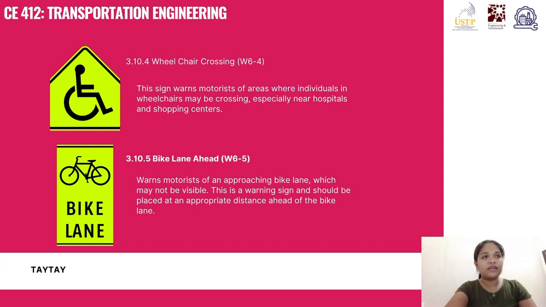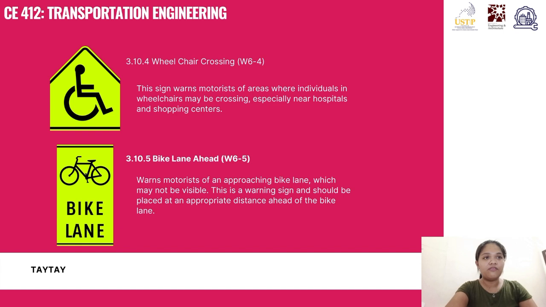Good day everyone, I am Jane, and to continue with the topic about warning signs, we have the last two signs related to pedestrians and school signs. We have the wheelchair crossing sign, the W6-4. This sign warns drivers that they are approaching an area where people in wheelchairs may be crossing. These are commonly seen near hospitals, rehab centers, and shopping centers where accessibility is vital. Seeing this sign prompts drivers to slow down and be alert.